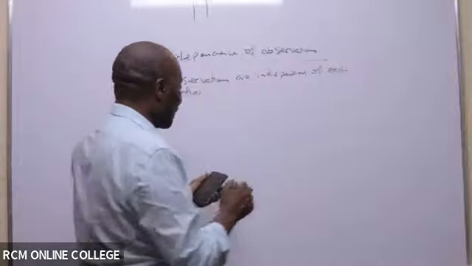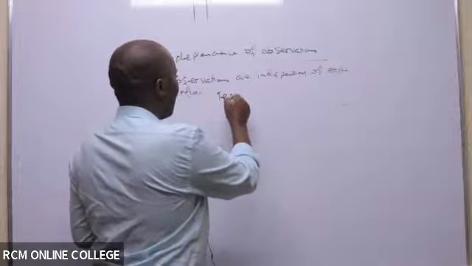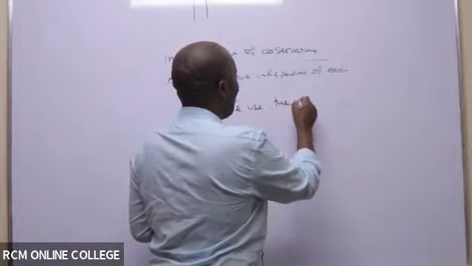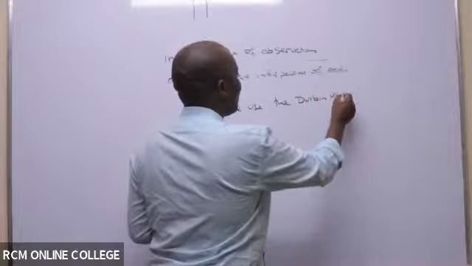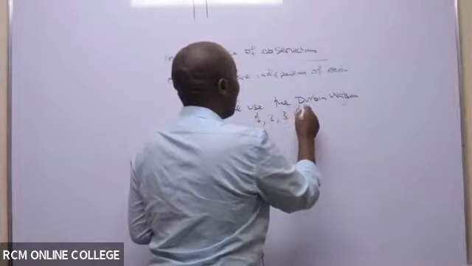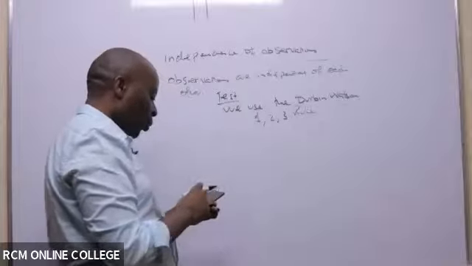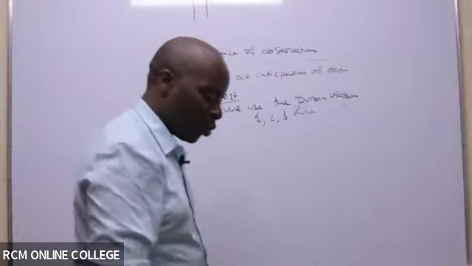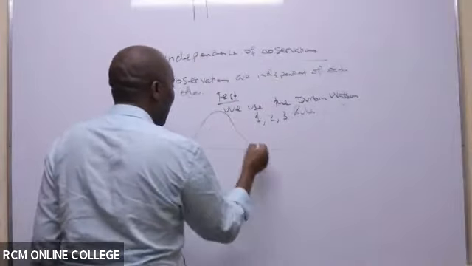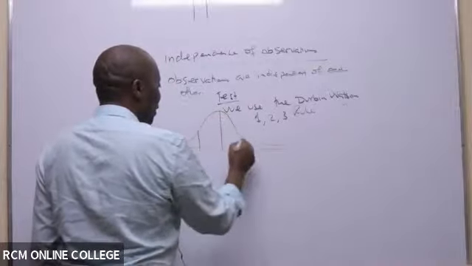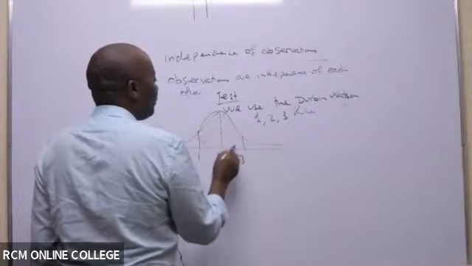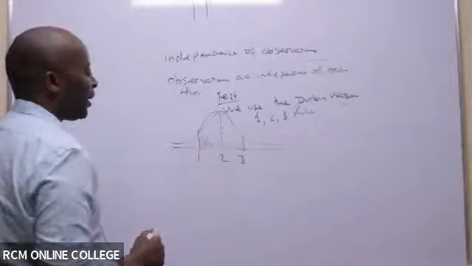And then how do we test? To test, we use the Durbin-Watson 1, 2, 3 rule. With Durbin-Watson, we also draw this mountain of ours, our ugali here. So we have a 1, 2, 3. Although for Durbin-Watson, the significance is here and there.